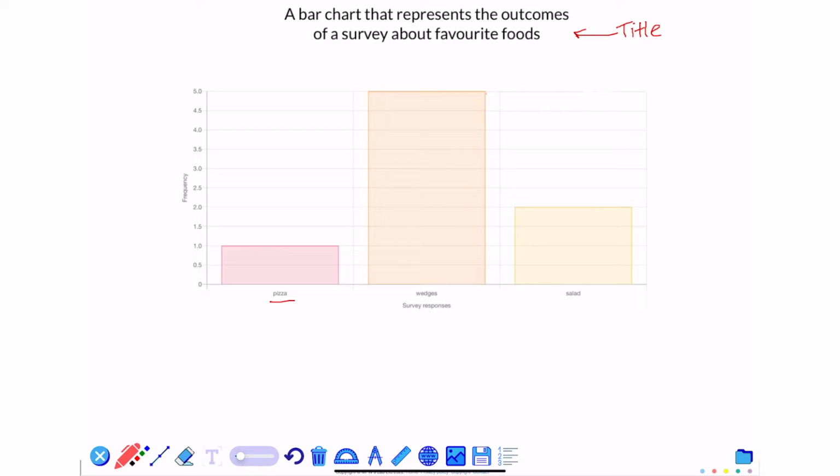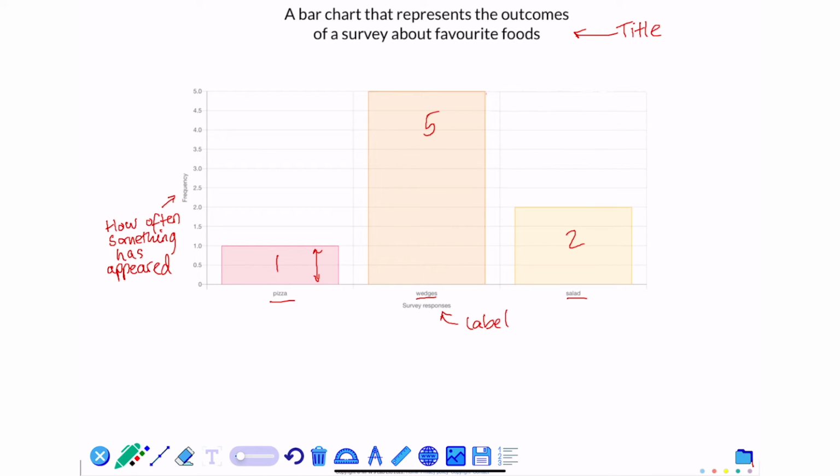Along the bottom, we have our categories. Each of them have been labeled, and I can see these on my survey responses. Along the side we have our frequency. Frequency tells me how often something has appeared. The height of the bar tells me the frequency. So in this case, one person said they liked pizza, five people liked wedges, and two people liked salad.